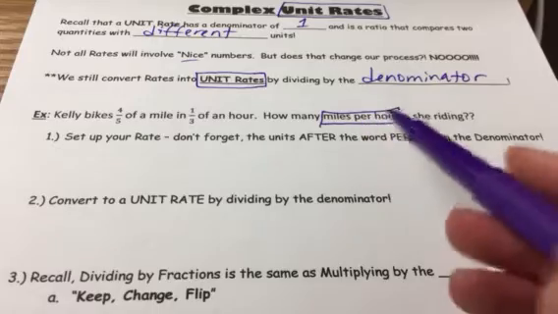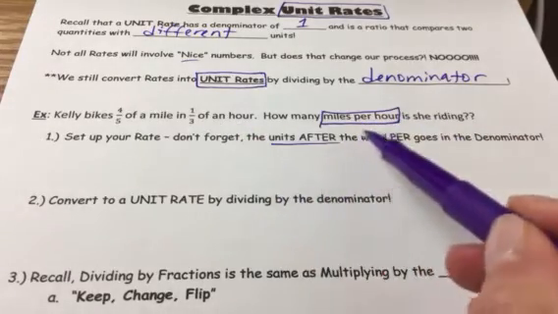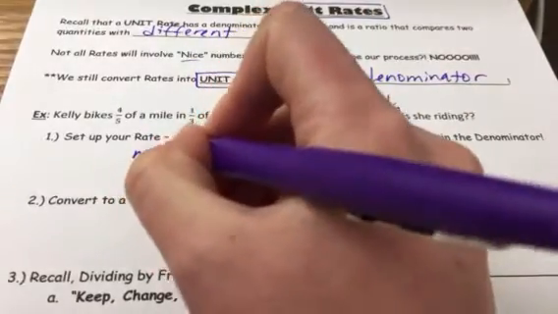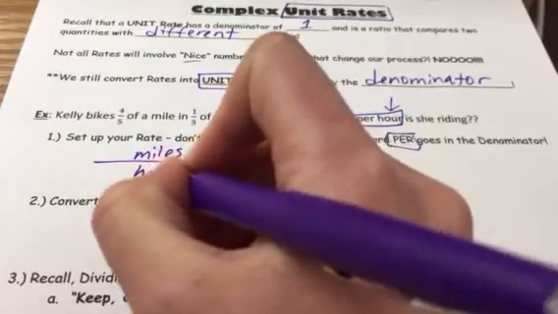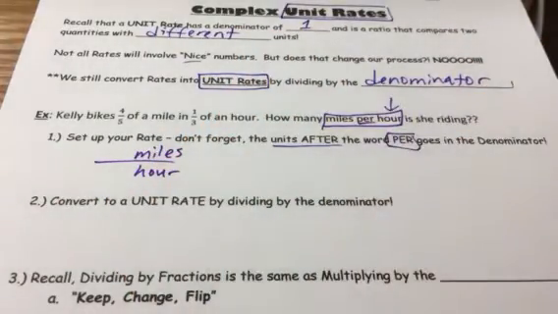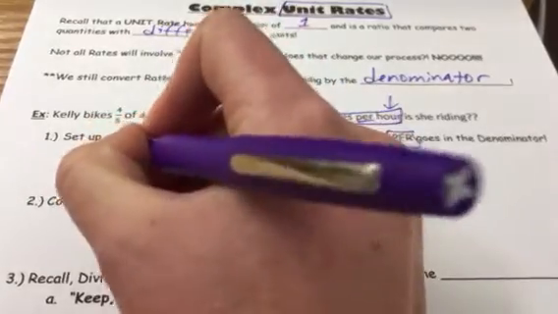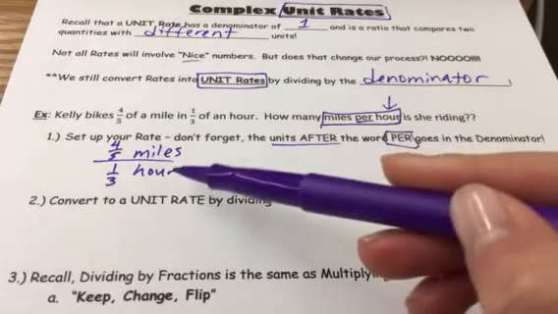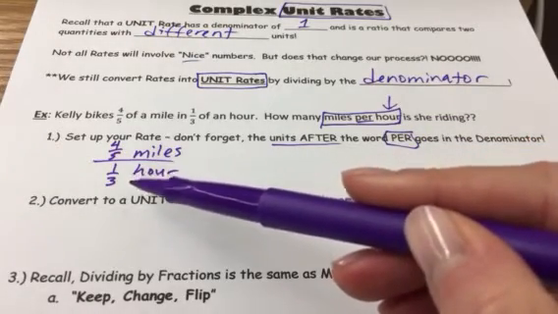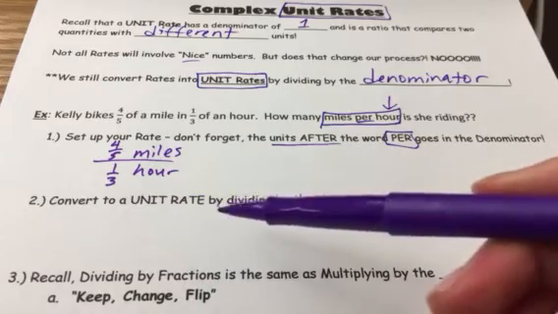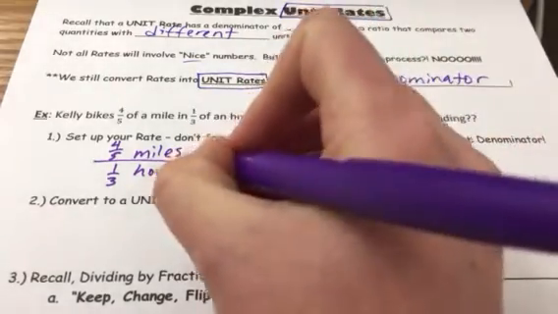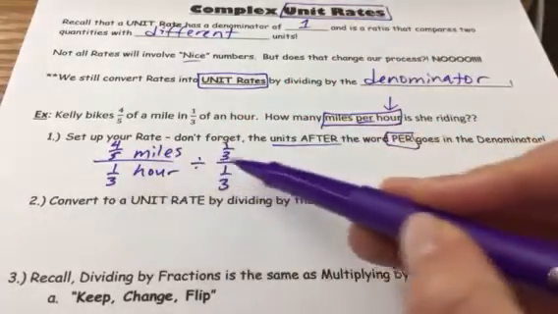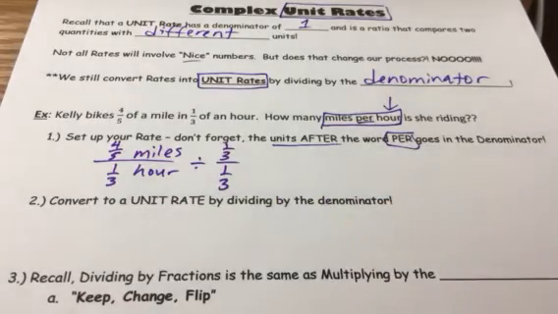So the first thing we're going to do is set up our rate. Now remember, the unit after the word per goes in the denominator. So I see miles per hour, which means miles goes on the top. Hours goes on the bottom because hour came after the word per. So I've got 4/5 of a mile over 1/3 of an hour. Now again, we're going to convert our rate with a denominator of 1/3 into a unit rate by dividing by the denominator. So I'm going to divide the top and bottom by 1/3, because 1/3 divided by 1/3 is 1.